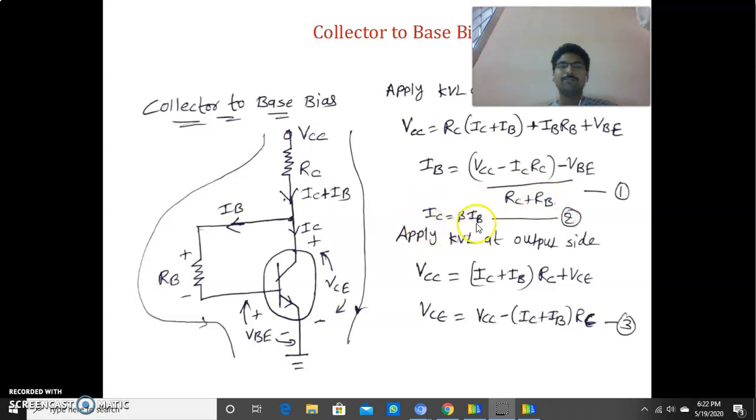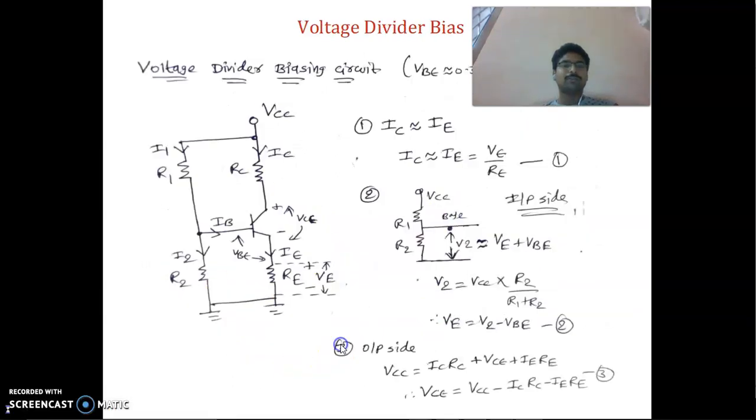We know that IC is equal to beta IB. From 1 and 2 we can calculate the IC easily. Now we can calculate the VCE by applying the KVL at the output side. Here VCC is equal to RC into IC plus IB, plus VCE. But we require VCE. VCE is equal to VCC minus IC plus IB into RC. Like that we calculate the IC and VCE for collector to base bias circuit.